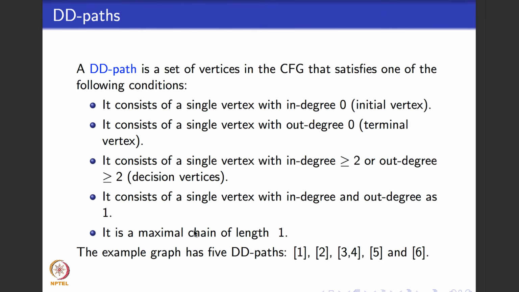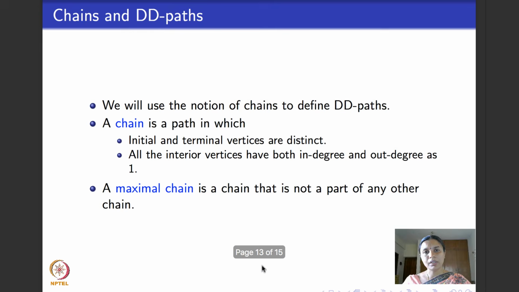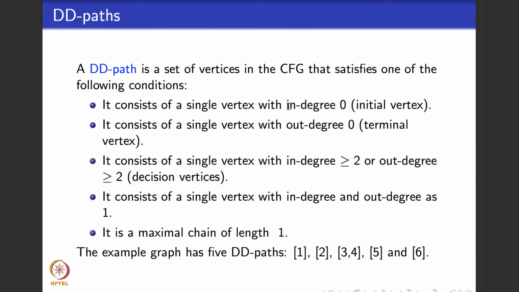So just to clarify, in case you find it confusing, what is a decision path? Basically, it's a path that takes you from one decision to another decision. As I told you, when we consider decisions for the sake of DD paths, decisions could be of two kinds. They could be of the classical kind, branching out, or they could be of the kind where there is a decision for branching in, for coming in. So a DD path lets you go from one decision to another decision.